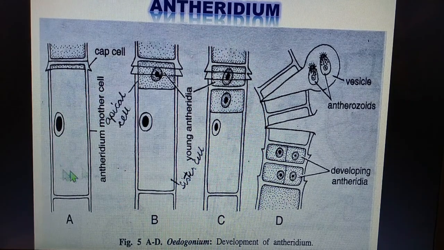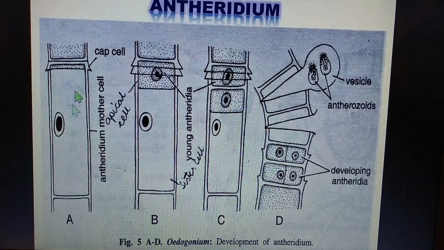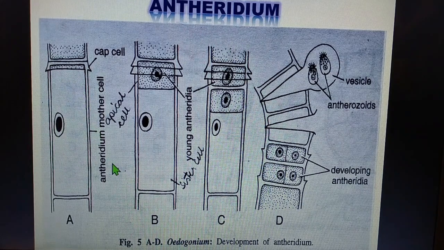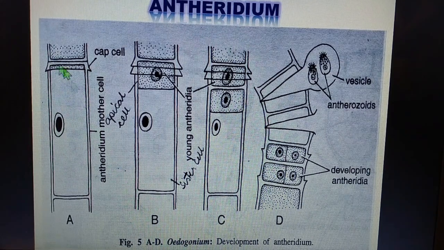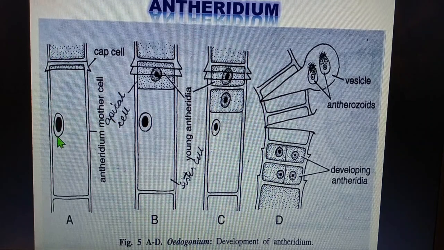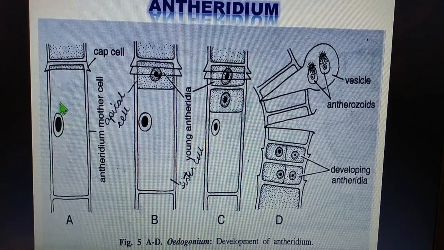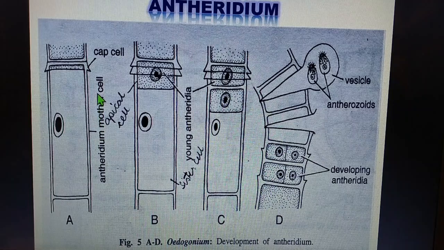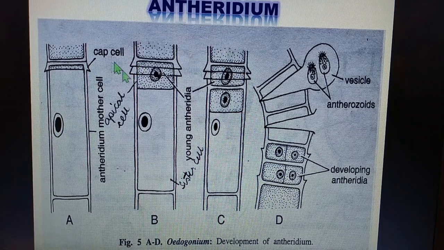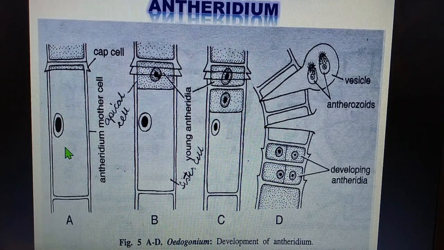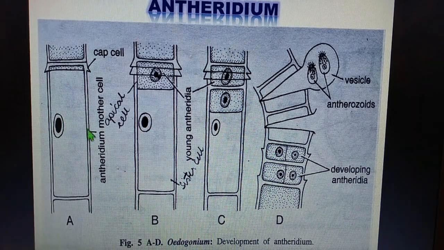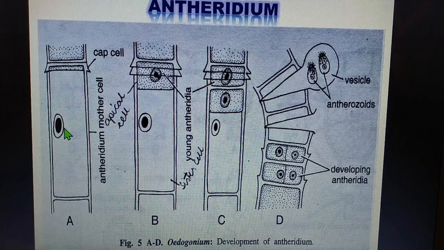Just remember that any intercalary cell which has a cap cell can act as the antheridium mother cell. So that is the first thing that you should remember, as in figure A, where this cell acts as the antheridium mother cell, and this cell contains a cap cell. This one we had already studied when we studied the thallus structure, so I hope you still remember. Now, what happens when this acts as the antheridium mother cell?